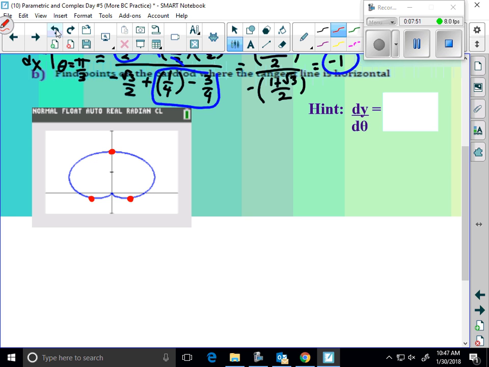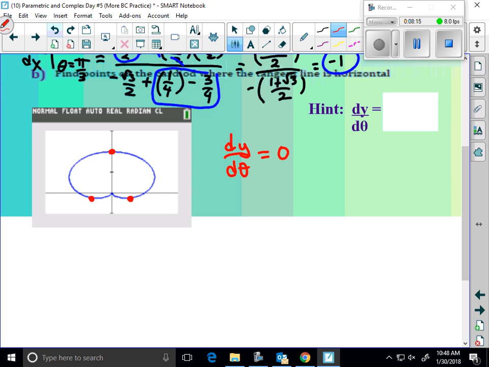Well, I do want to find the point, don't I? Yeah, I do. But what do I want to know there? What's changing there? Is x moving horizontally there? Yes. Is y moving vertically there? No. So what is dy d theta equal to? 0. So I take dy d theta, and I set that equal to 0.